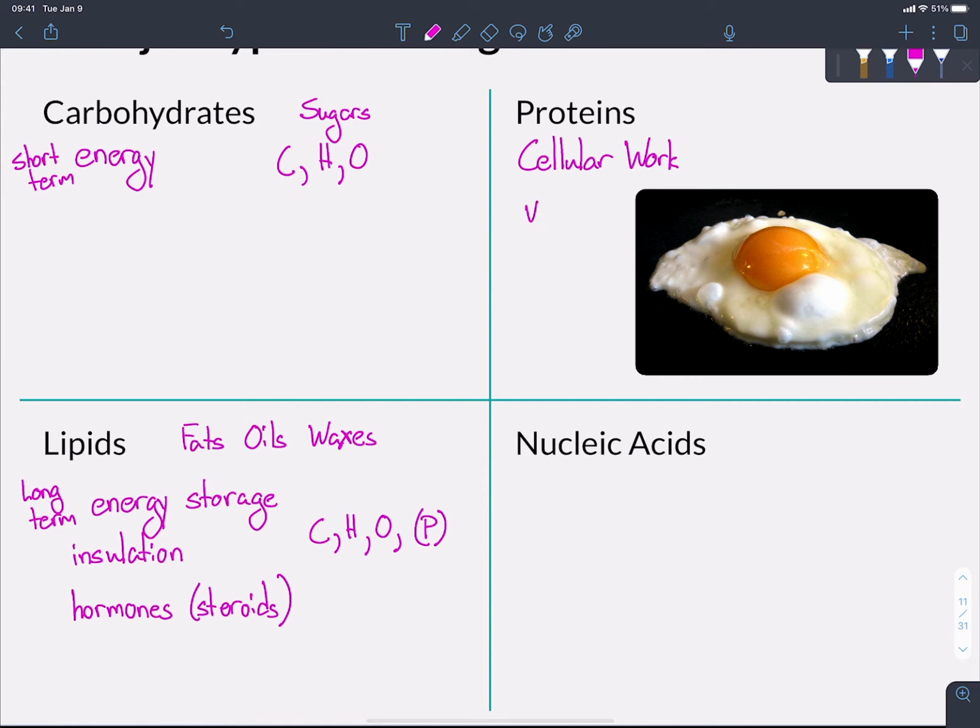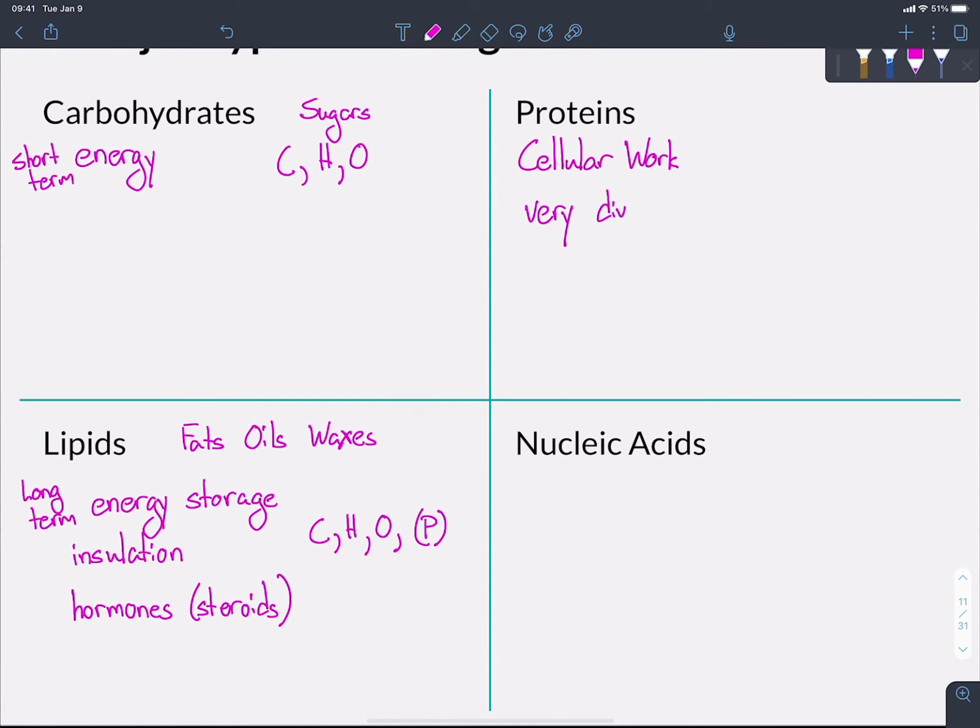So they are incredibly diverse. There are millions of different proteins that we know of in the biological world, and they do everything that cells need in order to remain alive. So you need to carry out a reaction. You've got proteins that function as enzymes to do that.